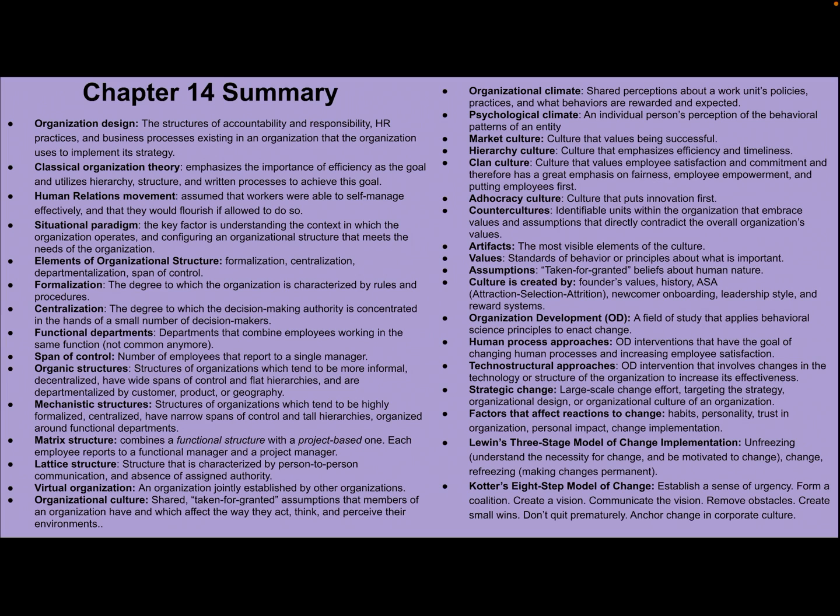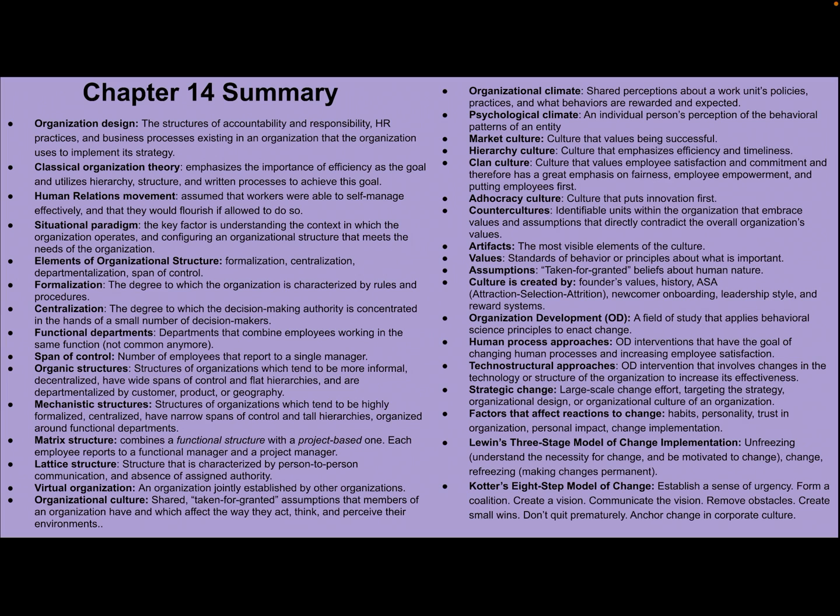We can do it. Chapter 14, organization design are the structures of accountability and responsibility, HR practices, and business processes existing in an organization that the organization uses to implement its strategy. It's kind of long, and it's more important you understand the whole chapter than the verbose definition.